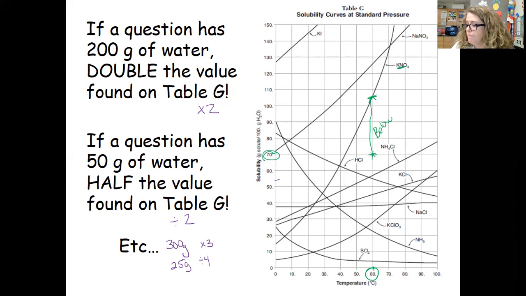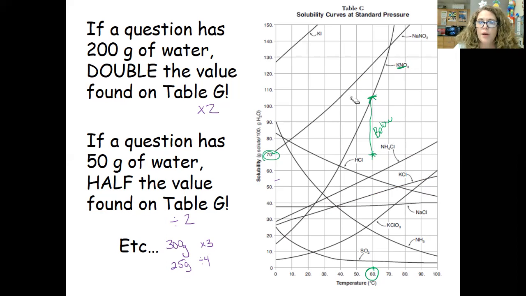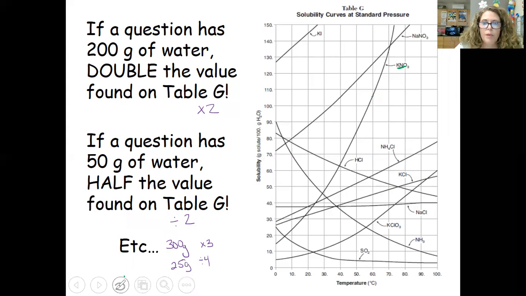So we have definitely more practice problems in this unit. You're going to have to use this table a lot, and we're going to do more practice. I want to point out a couple of other things on reference table G that I'd like you to draw on your reference table G. And let's go with our pen.